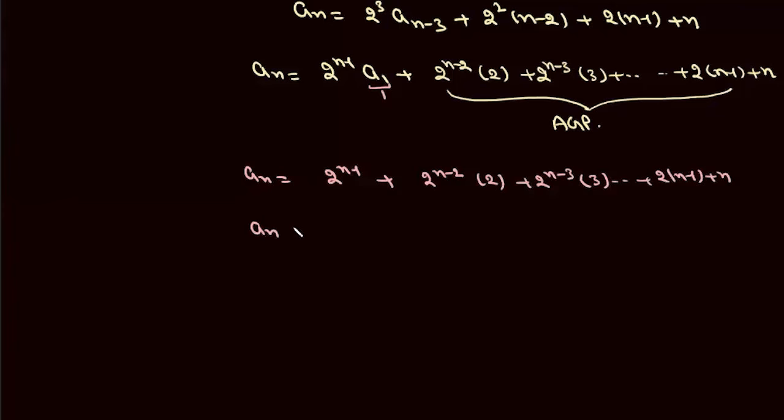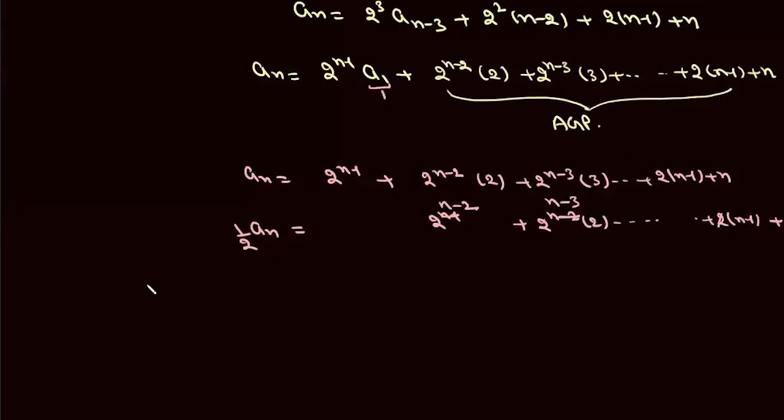Now we'll write the series again, but by shifting one term, so it will be 2 to the power n minus 1, this is 2 to the power of n minus 2 into 2, and here will be this 2(n-1) plus n. Now here the common ratio of the GP is 1 by 2. So we'll multiply it with 1 by 2. So here will be this 2 to the power of n minus 2. Here will be 2 to the power of n minus 3. And this one will be simply n minus 1.